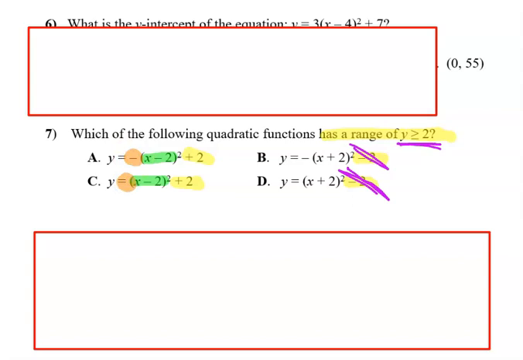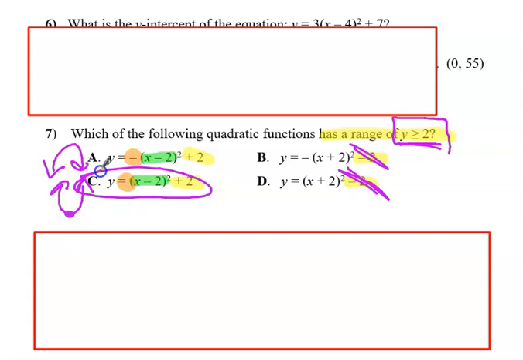So when A is negative, it opens down. And when A is positive, it opens up. So when am I going to have greater than or equal to? Well, we're going to for this one because that means it's 2 and above, greater than. So your answer is C. Okay? If it was y is less than or equal to 2, your answer would be A.